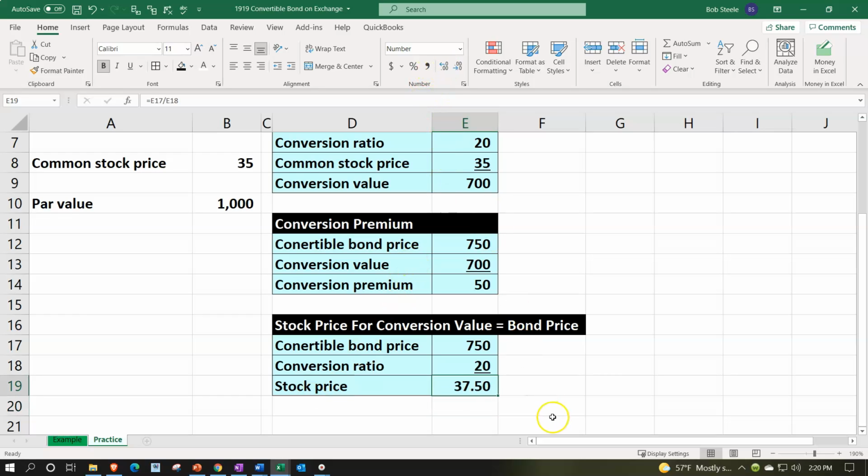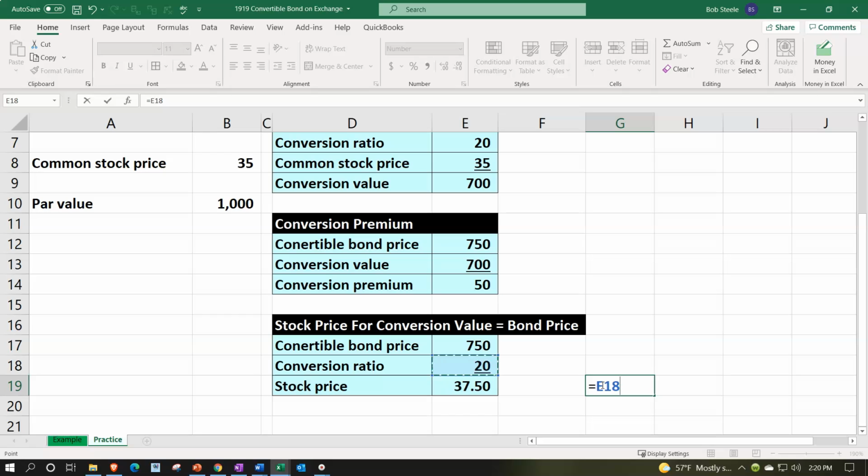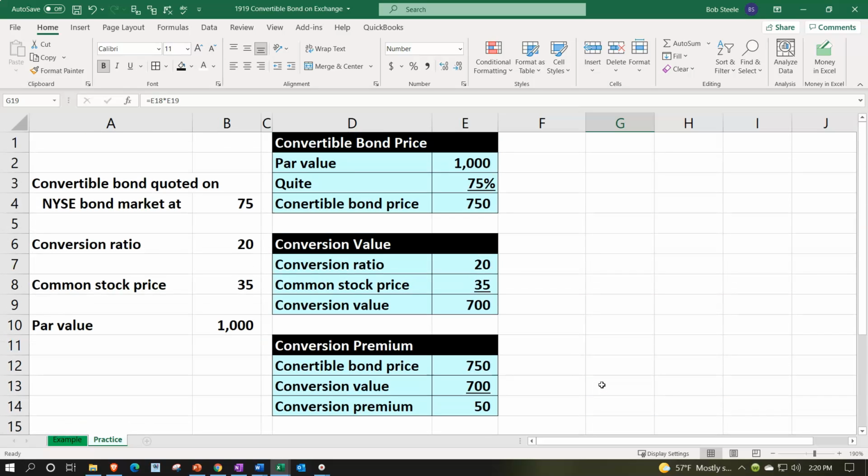We're at the 37.50. So in other words, if the price went up to 37.50, and then we were to convert to 37.50 value common stock and have 20 of them, of course, 20 times the 37.50 would give us a value of the 750, matching the value we have up top for the bond itself. So if we did the conversion premium, we at that point would have no conversion premium.